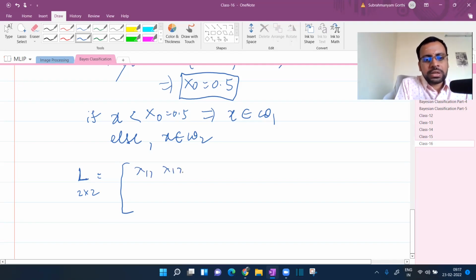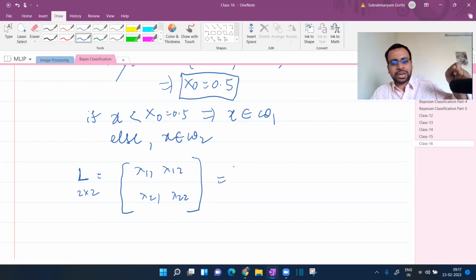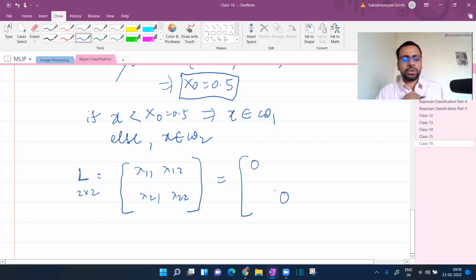Lambda 1,1, lambda 1,2, lambda 2,1, lambda 2,2. Lambda 1,1 means the sample actually belongs to class 1 and you assigned it to class 1 only. Obviously, the penalty you will give is 0. Similarly, lambda 2,2 for the same reason is 0. Now let's keep lambda 1,2 to be 0.5, lambda 2,1 to be 1.